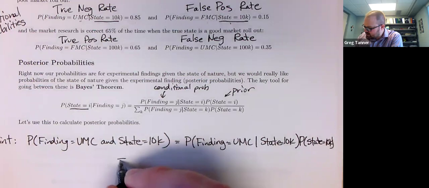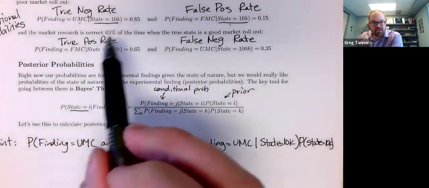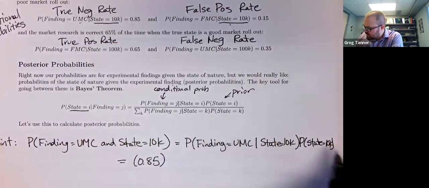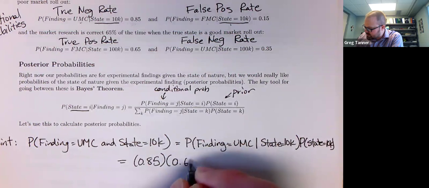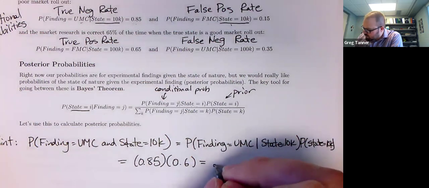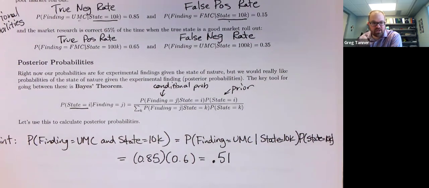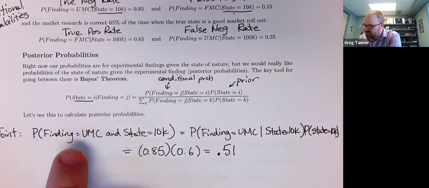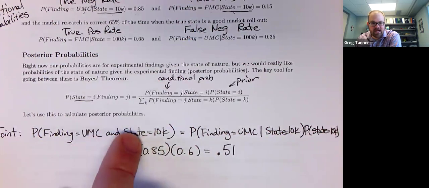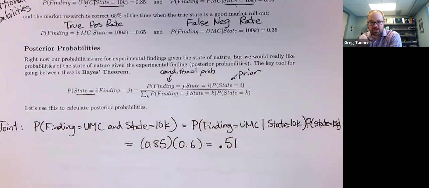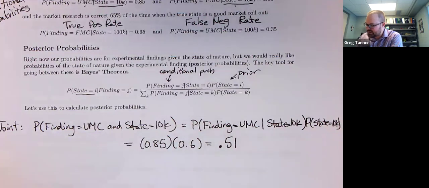In this case, this conditional probability is this number, 85%, up here. And then the prior probability of only selling 10,000 computers is 0.6. So multiplying those, we'll get 0.51. Okay, so there's a 51% chance of receiving a finding of UMC and the state being 10K. Now we need to essentially repeat this for all the other combinations of finding and state.